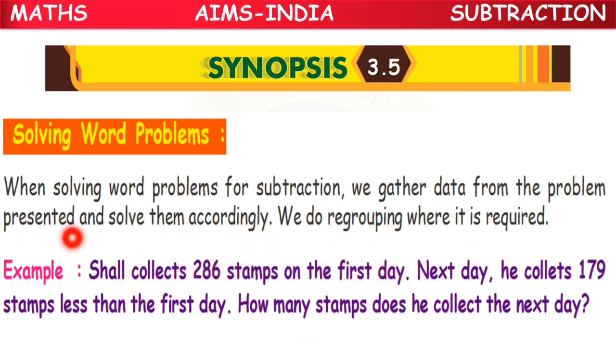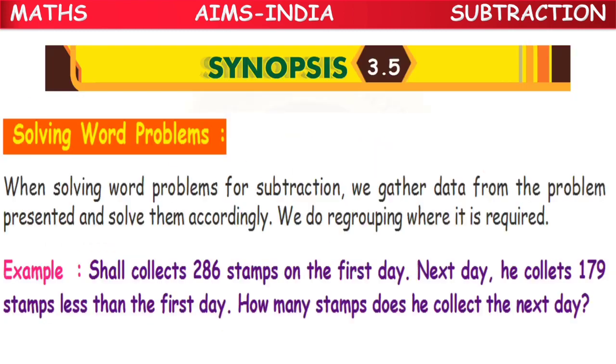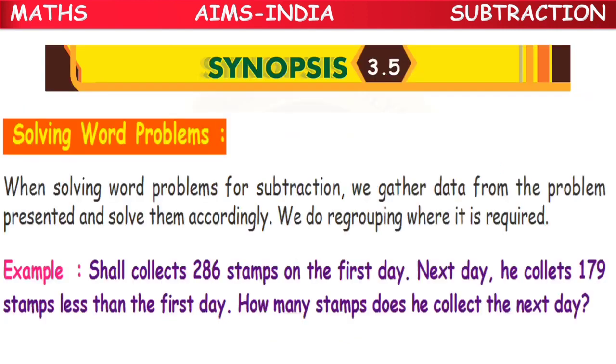First we need to present it and then solve. See, what is our first step? Here the first number is 286, right? Now what is this number? This is the number of stamps collected on first day. So our first step will be: stamps collected on first day is equal to how much, children?